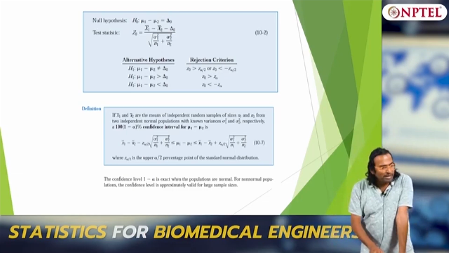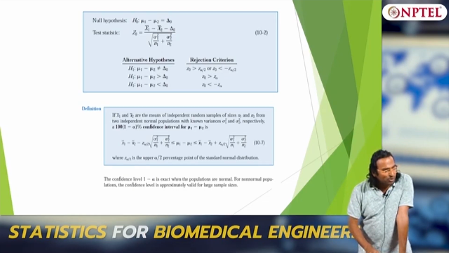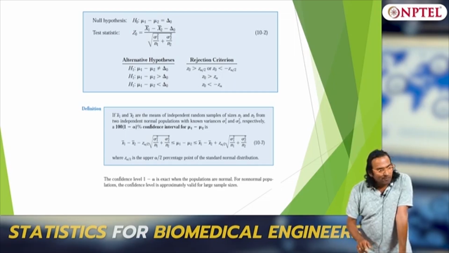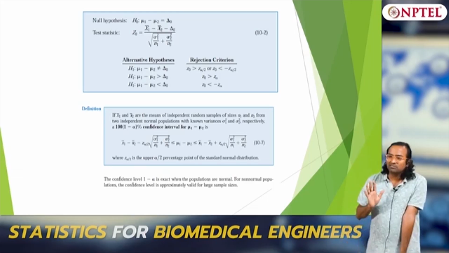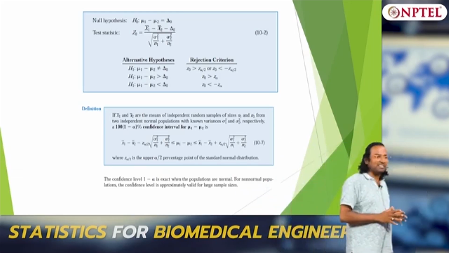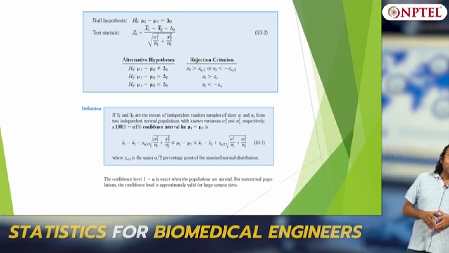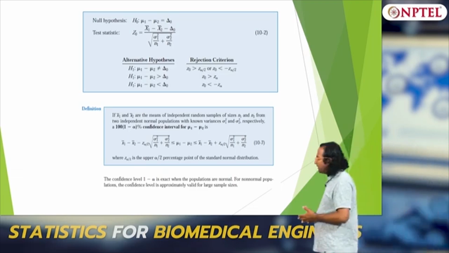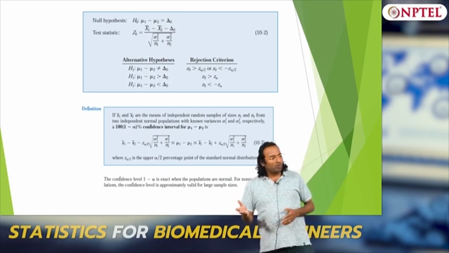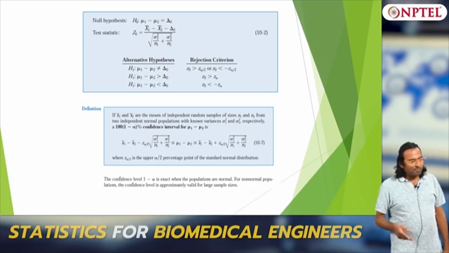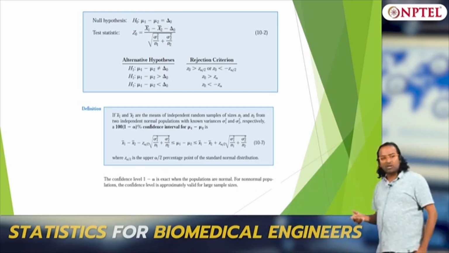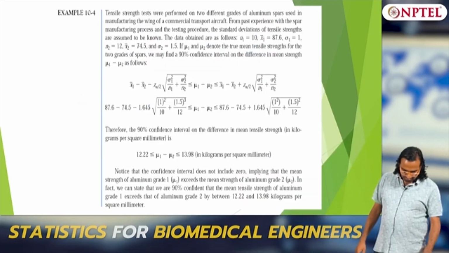Mu 1 minus mu 2 will lie between x1 bar minus x2 bar plus or minus z alpha by 2 into sigma over root n, in this case sigma is what? The square root of sigma 1 squared over n1 plus sigma 2 squared over n2, that is all. You can directly write it, so it is just an extension. Instead of mu, we have mu 1 minus mu 2 lying between x bar plus or minus z alpha by 2 into sigma over root n. You simply replace x bar with x1 bar minus x2 bar plus or minus z alpha by 2 into the square root of sigma 1 squared by n1 plus sigma 2 squared by n2.